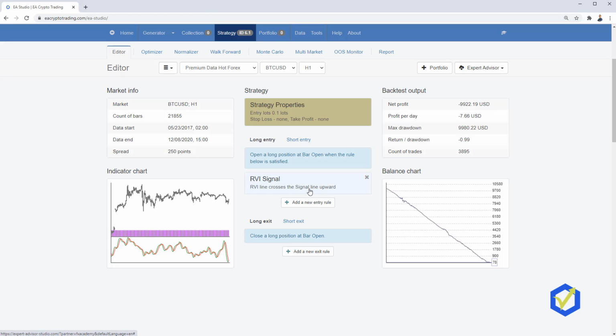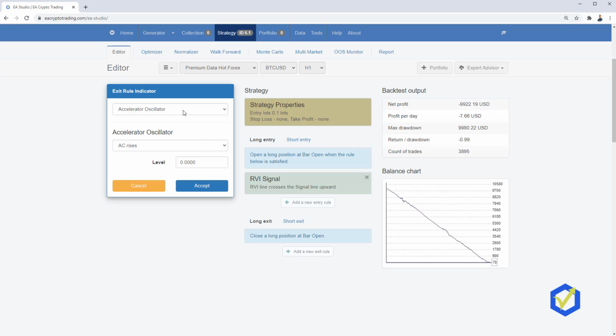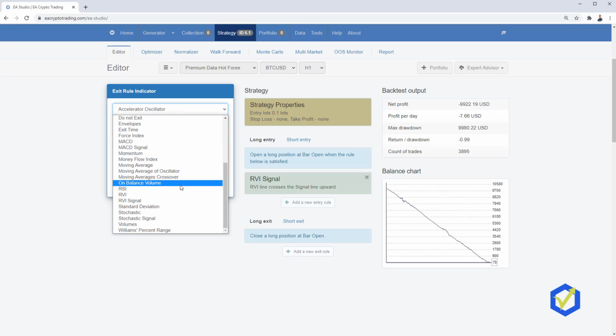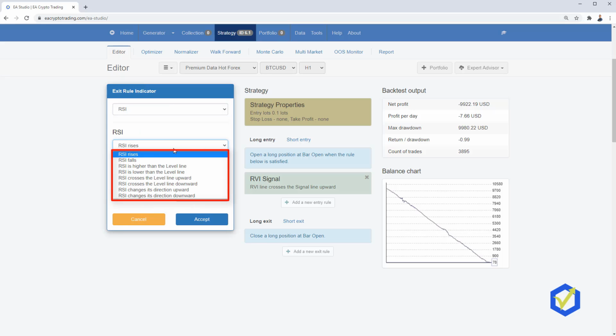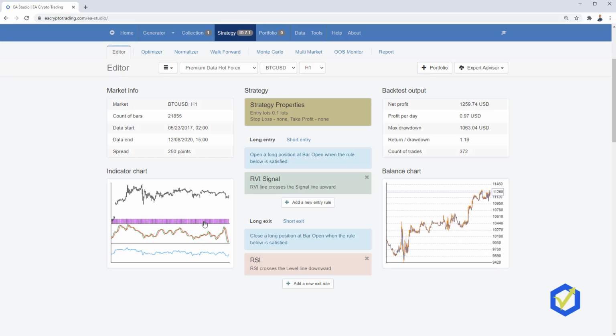The best results are coming when we combine indicators. So that's why I will add as well an exit condition. And let's grab now the RSI, which is one of the most popular indicators in trading. And again, we have a few options, actually more here. RSI rises, falls, is higher than the level line, is lower than the level line, crosses, changes, and the one I will be using is crosses the level line downward, this one right here. And I click on accept, and look at that, we already have a profitable strategy.